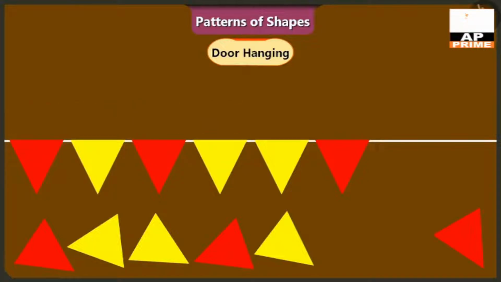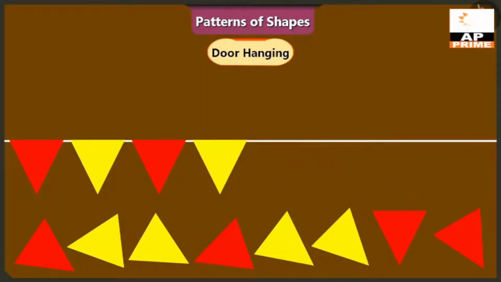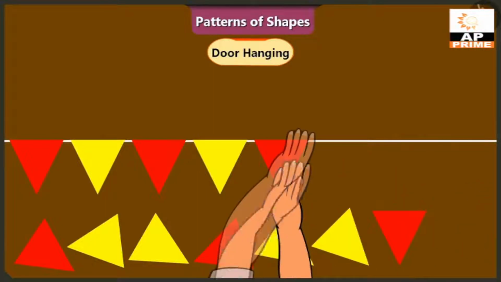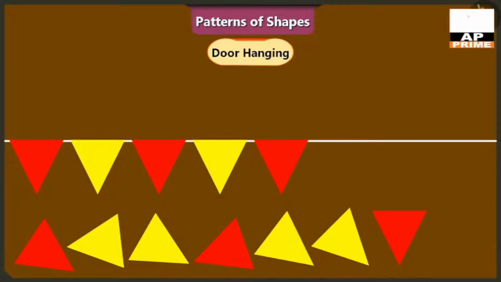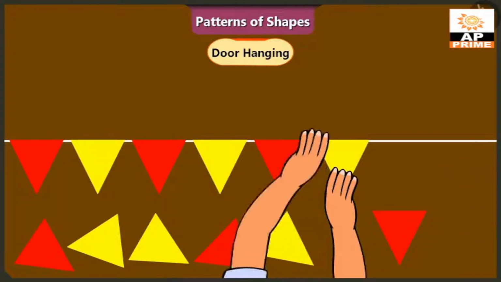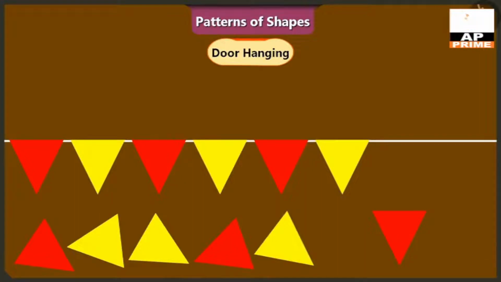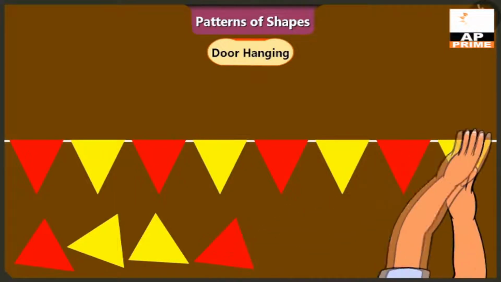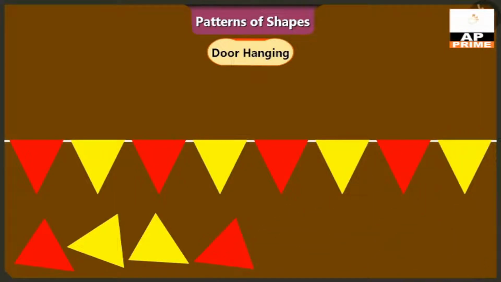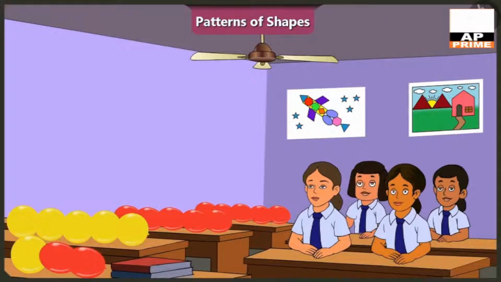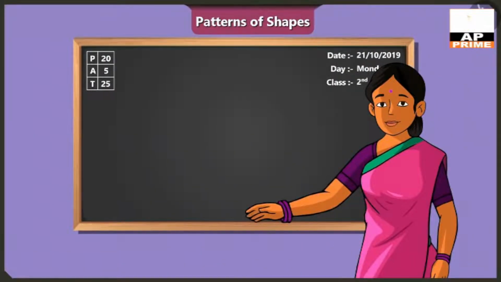Let's get these triangles out and put them in the right order to make this toran. Yes, I will put a red triangle in 5th place and a yellow triangle in 6th place, like this. Now let us keep repeating this pattern of triangles, first red and then yellow. Awesome! Both of you have done such a good job with the toran. Thank you, ma'am. What do we do next? We need to decorate this board.